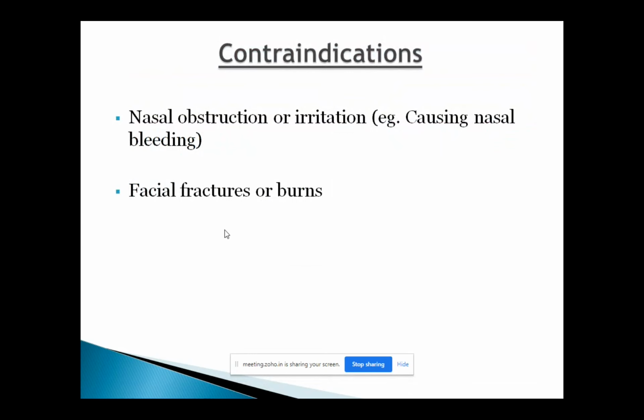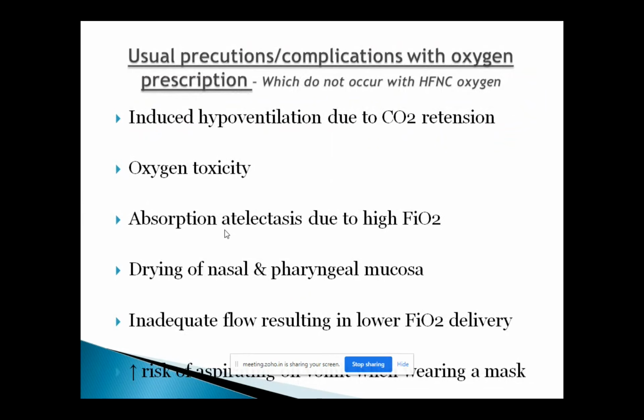What are the contraindications for this device? Obviously, it's nasal obstruction or irritation, or if there is a facial fracture or burns, because the cannula strap goes on the face. Apart from that, there are not many contraindications for this particular device.